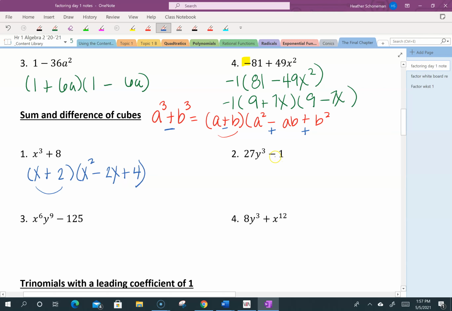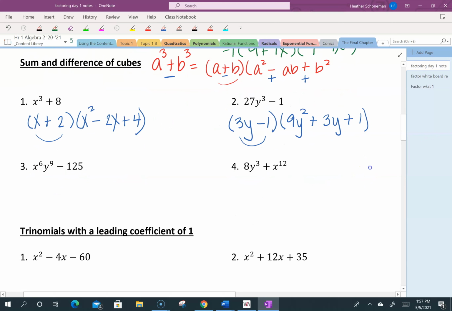All right, let's try this again. Take the cube root of everything. So the cube root of 27y cubed is 3y. First sign matches. Cube root of 1 is 1. Now I'm going to take 3y and square it, so I get 9y squared. Change the sign, multiply the 2 things together. 3y times 1 is just 3y. The last sign is always plus, and then we square 1 and get 1.